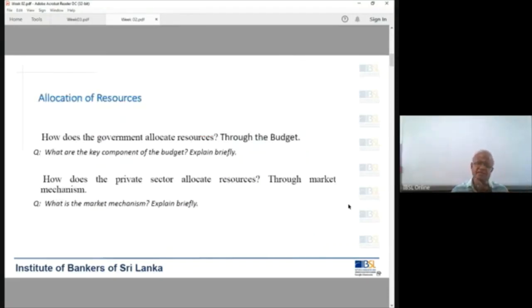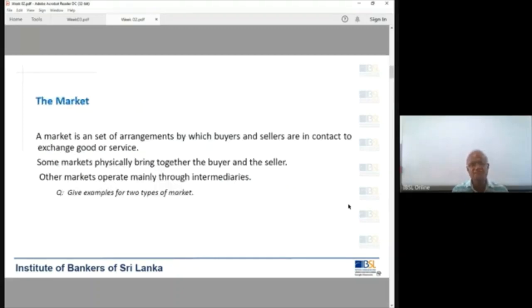Then we discussed the two sectors, government and the private sector. How does the government allocate resources? We said budget. Budget is the key instrument in allocating money among different sectors. In the private sector, demand, supply, and market forces are the key instruments in allocating their resources, their money, their investments, right? Then we discussed the private sector.